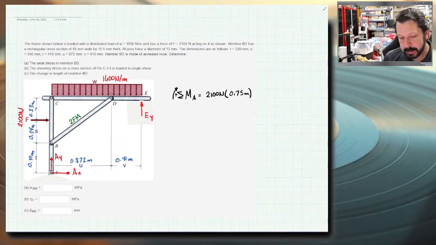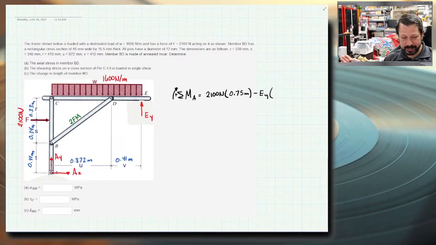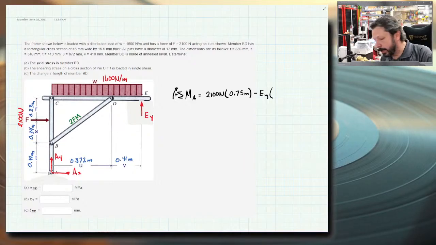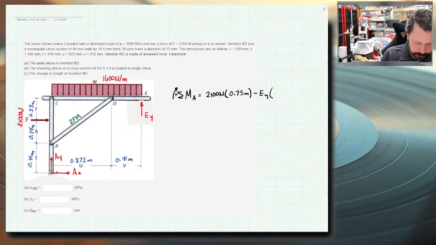EY, if it was actually allowed to rotate about point A, would cause this frame to rotate counterclockwise, so it's going to be a negative. EY is a vertical force, so I need the horizontal distance between its line of action and point A. So that's going to be 0.872 plus 0.41, which is 1.282.